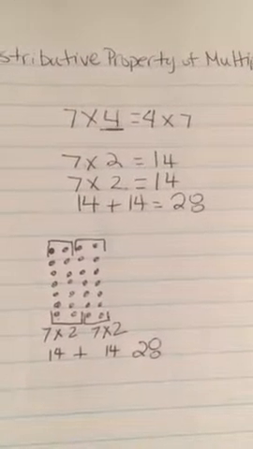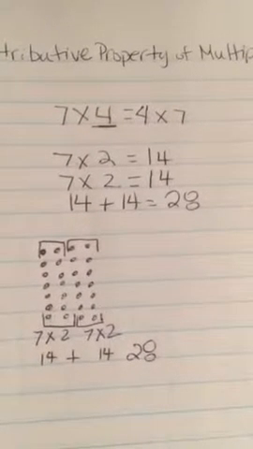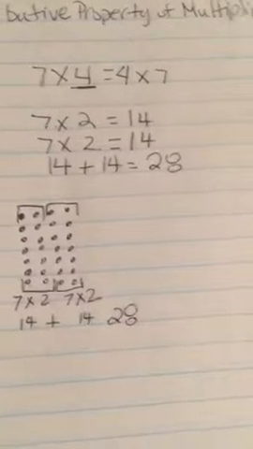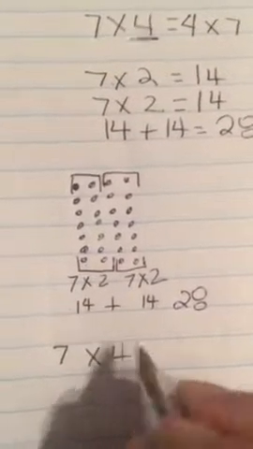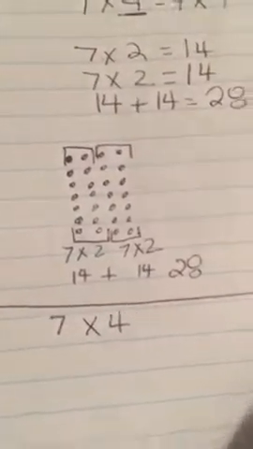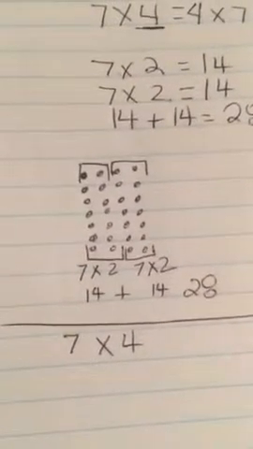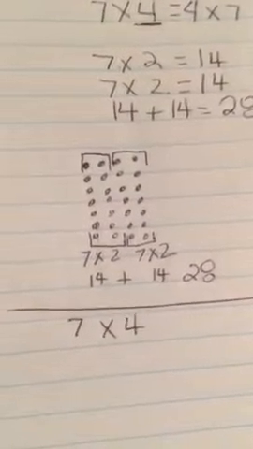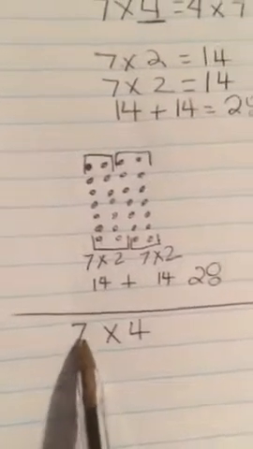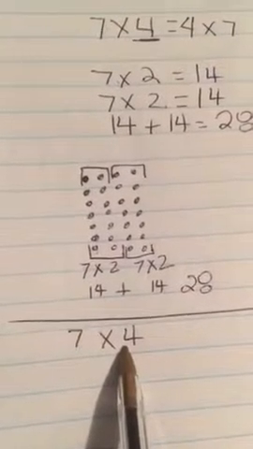So now let's think about breaking up. We're going to look at the same problem. So I'm going to write it a little bit lower. I'm going to write the same problem, 7 times 4. I'm going to draw a line here. This is a separate distributive property that we're going to take a look at. 7 times 4. I can decide to break this up instead of the 4.